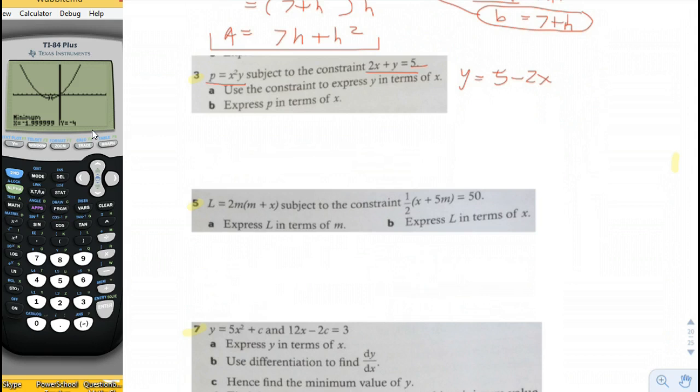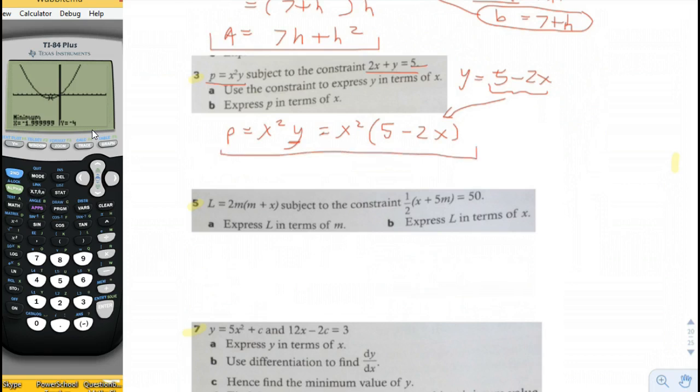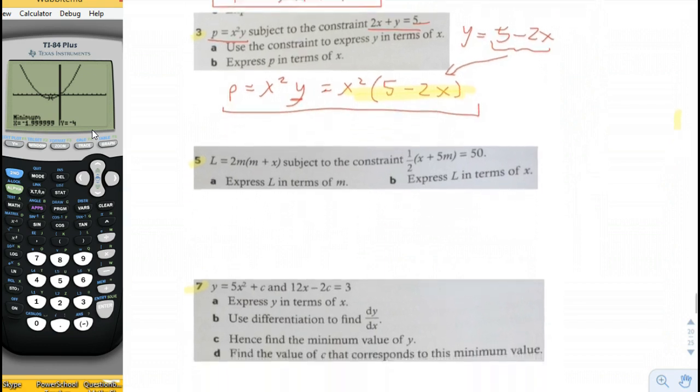Express p in terms of x. Well, right now we have p in terms of x and in terms of y, but it says to express it in terms of x only. So the x we can keep, and then we need to substitute into y something that has x's in it. Hey, how convenient, we have it right here. So we're going to substitute 5 minus 2x in for y, and we are basically done here. Okay, this is the answer. We can simplify it or multiply it out, but we don't have to.